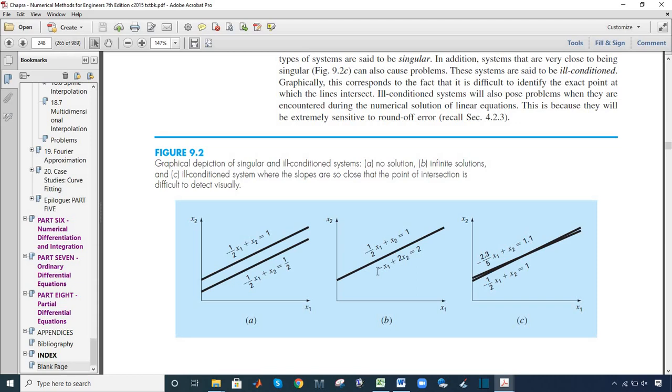In B part, both lines overlap with each other, means coincide. There are infinite number of solutions, so this is also called an ill-conditioned system. And in third part, these both lines meet at many points, means their slopes are almost same, so this is also an ill-conditioned system. Our problem solution matches with this type of ill-conditioned system.